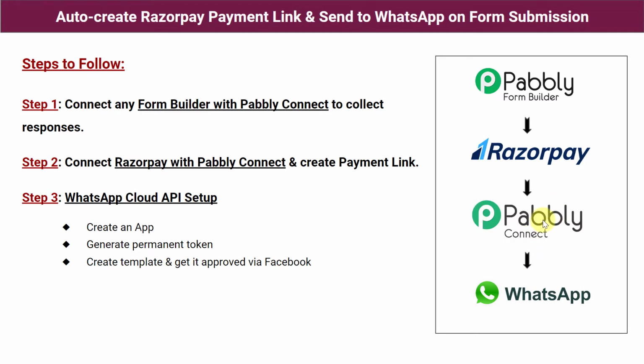The interesting and special thing about this video is that for sending WhatsApp messages, I am going to make use of WhatsApp Cloud API. So first I will be connecting my form builder software with Pabbly Connect, in which I have created my registration form. I have created my form in Pabbly Form Builder. You can create your form in any form builder software, maybe in Google Forms, Jotform, etc. So let's go to Pabbly Connect and connect both the software.